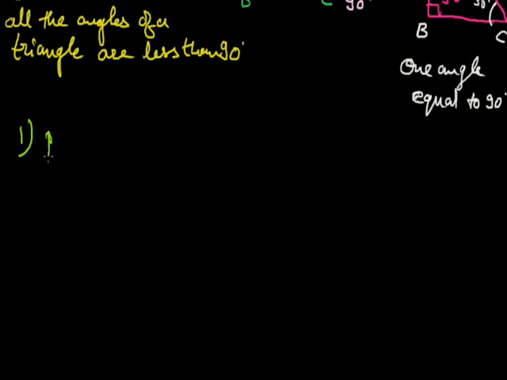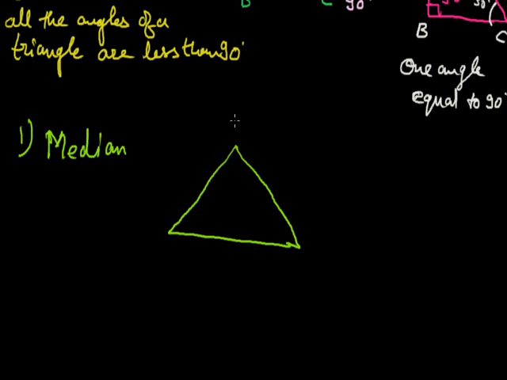Now on the basis of some more terms which we should know about the triangles, the first one is median. A median of a triangle is the line segment joining one of the vertices and the midpoint of the opposite side of that vertex. That is, if ABC is a triangle, and I take A as one vertex, then the opposite side will be BC, and if I take a point D, which is the midpoint of BC, then the line segment joining A and point D will be the median.